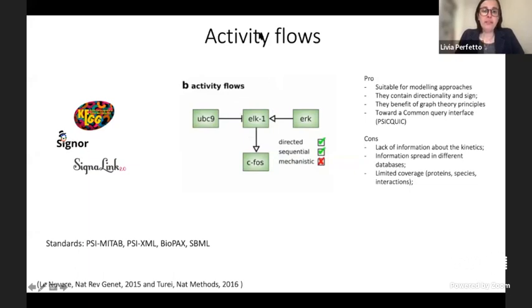The problem with activity flow databases is that they have limited coverage. They are way smaller than the protein-protein interaction counterpart. So if IntAct has 1 million interactions, the 3 databases together don't reach 100,000 interactions. So they have very limited coverage.